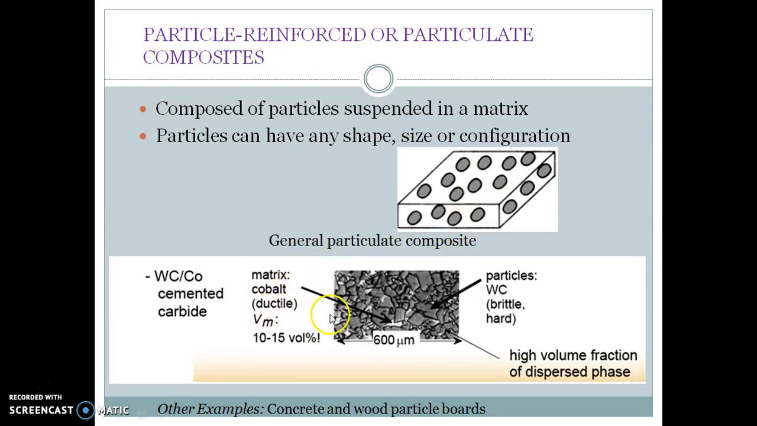This is one example: cemented carbide. In this, the matrix is cobalt, a ductile material, with a composition of 10 to 15%. It has a high volume fraction, and these are the particle sizes. The particles are brittle, hard, etc.